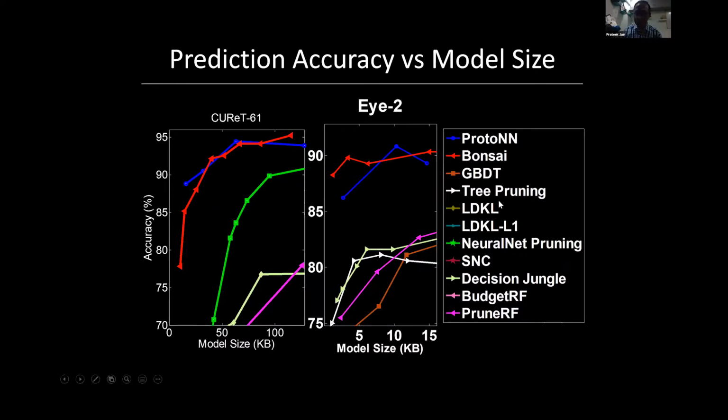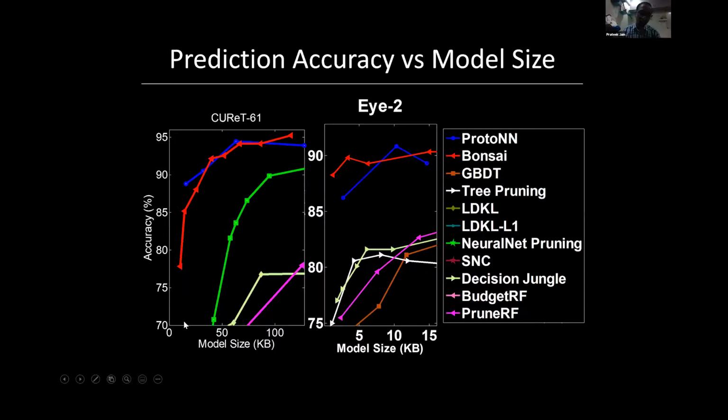And we compared against, at that time, whatever was available. We compared against all those methods. So methods like tree pruning, or this decision jungle, which was, I think, a best paper at CVPR 2015 or so. Neural network pruning, I think this method by Song Han, I think it was also one of the ICLR best papers. SNC method, LDKL. So we tried against a bunch of these methods.